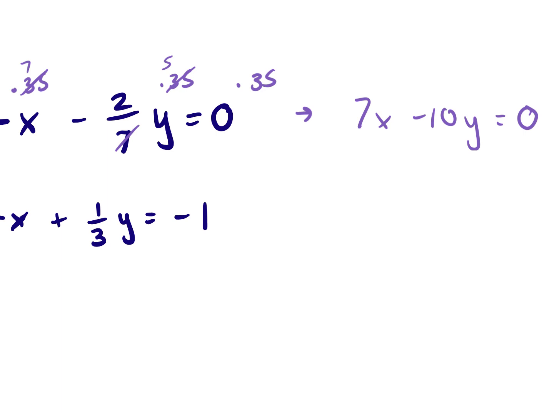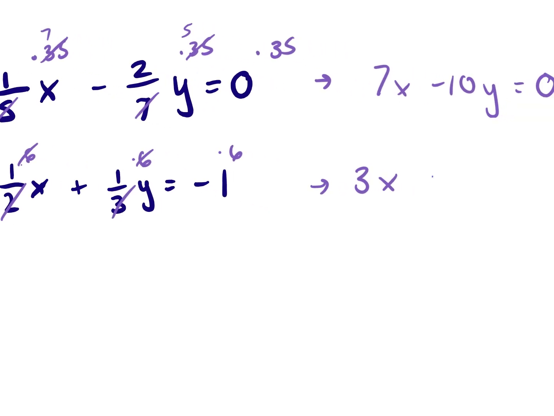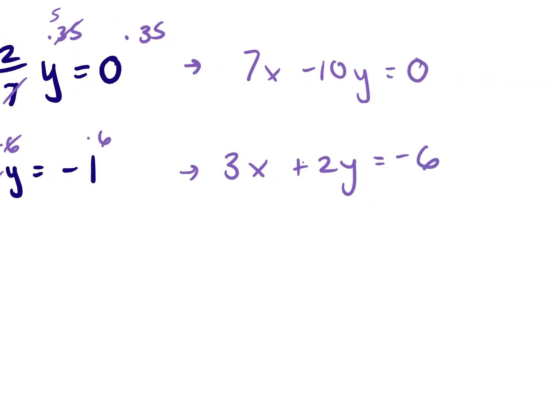Let's do the same thing with the second one. What should we multiply everything in our second equation by? 6. So 2 goes into 6 3 times, so we have 3x here. 3 goes into 6 twice, so this would be plus 2y. And negative 1 times 6 would be negative 6. So now we have a system of equations with no fractions.